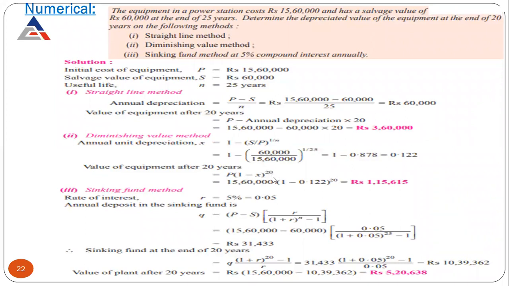Okay, here you do not have to take 25. You have to take 20 here. Just put down the value of P. Now X is 0.122 and raised to power 20 and you get this result. Okay, and similarly in the sinking fund method, this is the formula: (P minus S) multiplied by R, into R divided by (1 plus R) raised to power N minus 1. So just put down the values and you get this result. So the sinking fund at the end of 20 years, now put N as 20 and you get this result. Okay, so the value of plant after 20 years comes out to be the initial minus this cost, and you get this one. So these are the type of numericals that are based upon these depreciation methods.